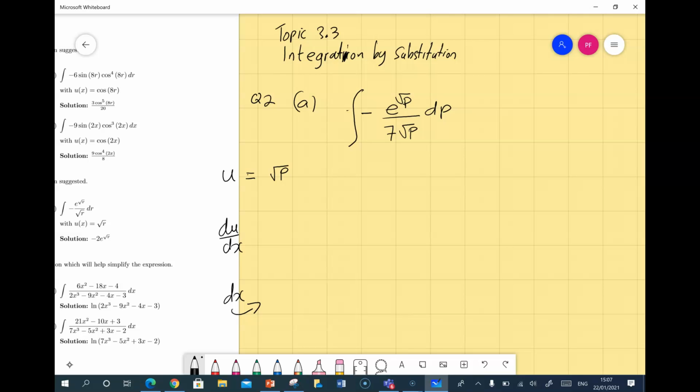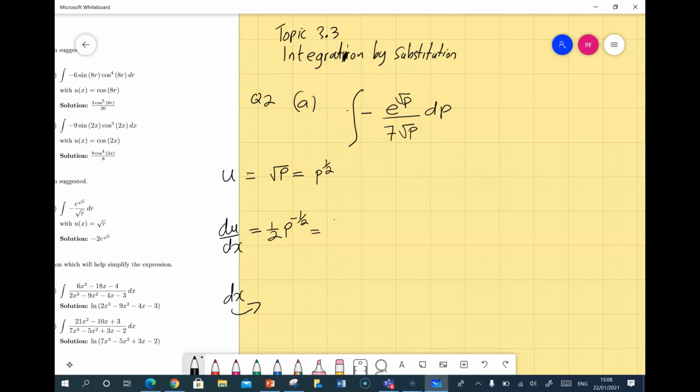Now differentiating roots is quite difficult, so we generally rewrite them. That'll be p to the power of a half. So let's differentiate that. Bring the power down in front and drop the power by 1. A half minus 1 is minus a half. So I've got a half multiplied by p to the power of minus a half.